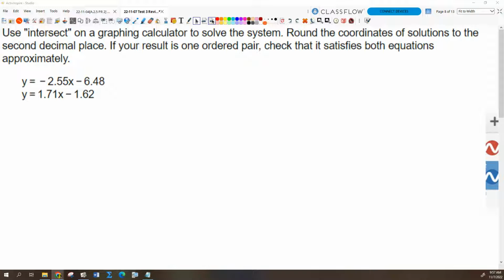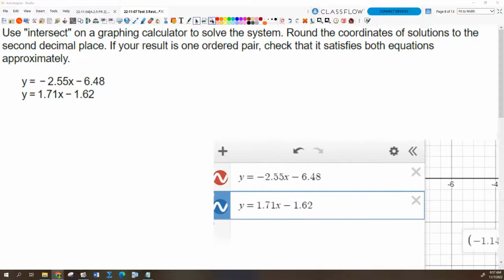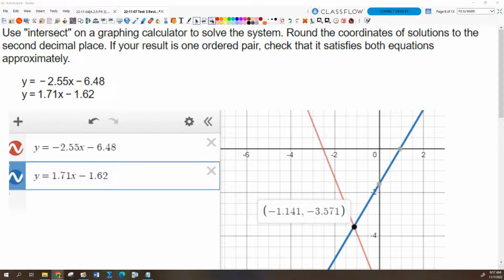So use the intersect on a graphing calculator to solve the system. This could not be easier, right? All we're going to do is just literally graph the two equations, find the point of intersection, and that's your answer, right? Okay, does that make sense?